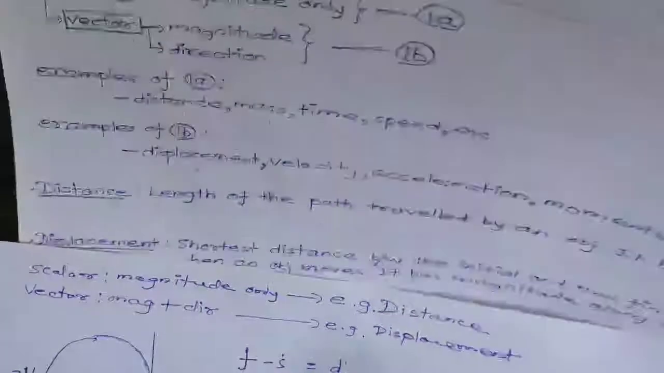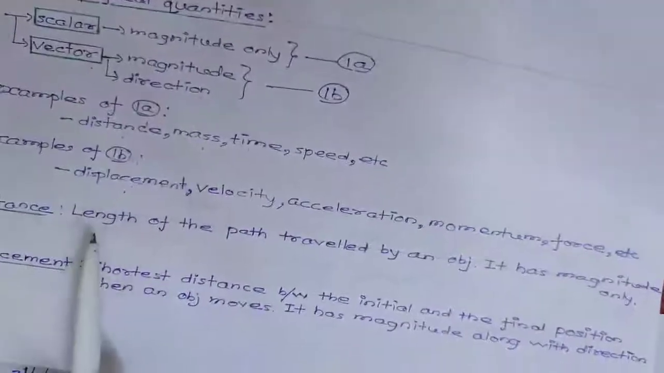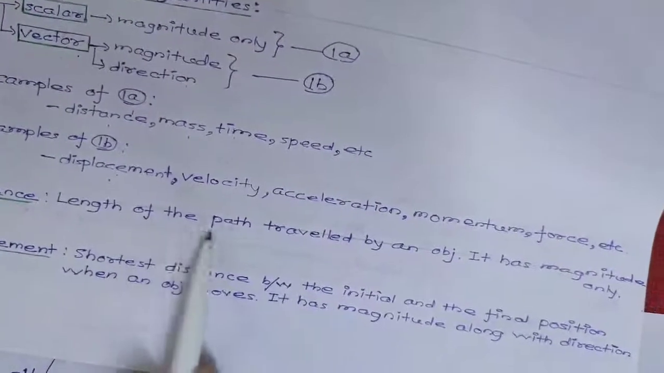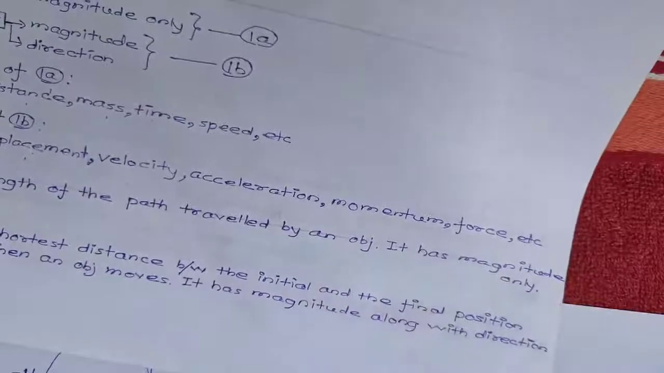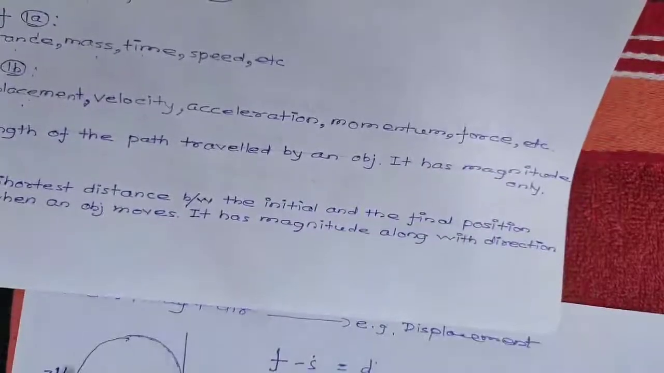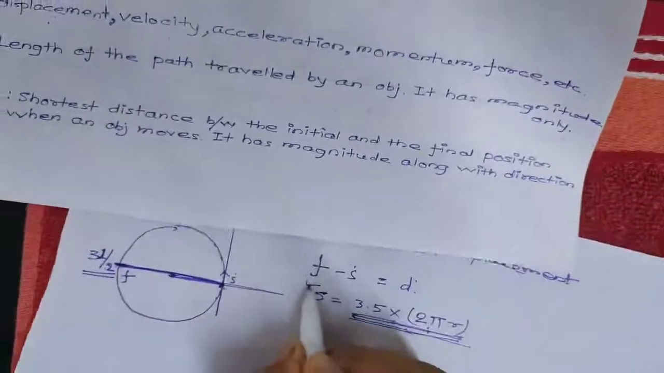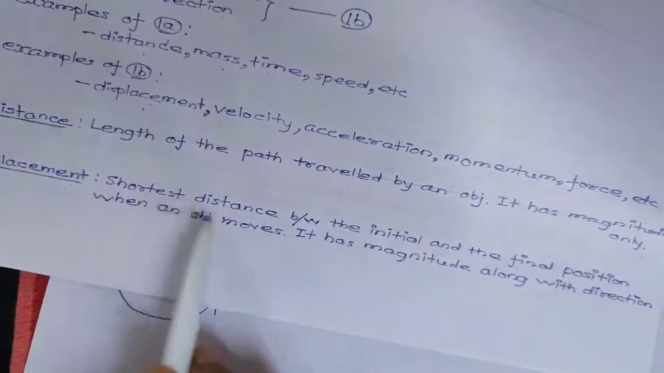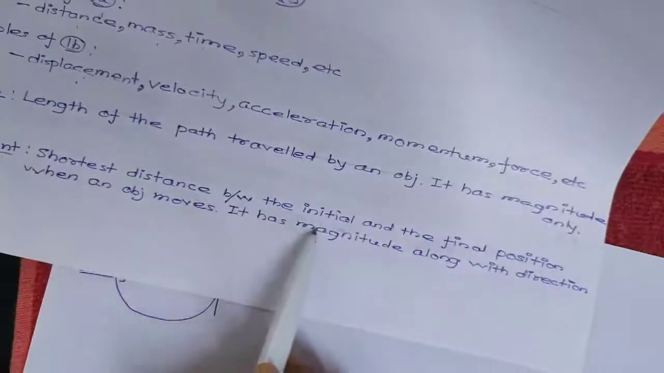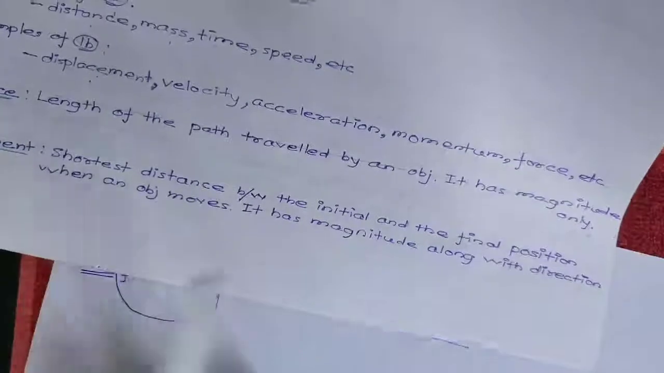This is the definition of distance which I have written for you. Distance is the length of the path traveled by an object. It has magnitude only. It is the length of the path. We denote distance by the letter S usually. And what is displacement? It is the shortest distance between the initial and the final position when an object moves. It has magnitude along with direction.